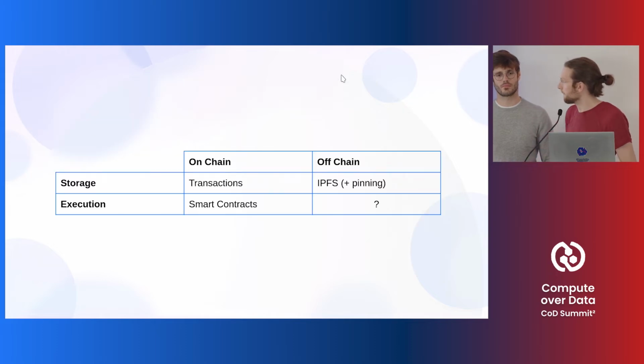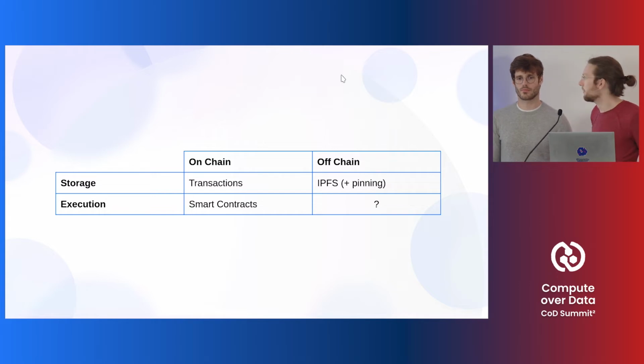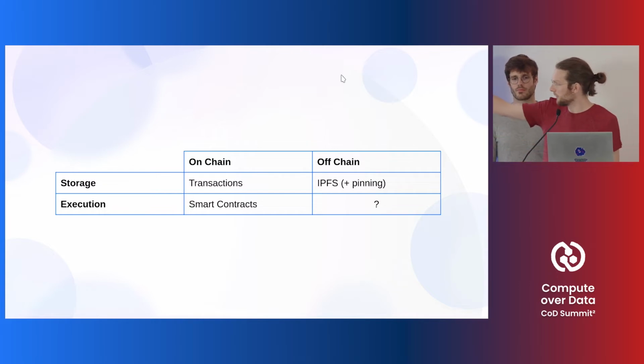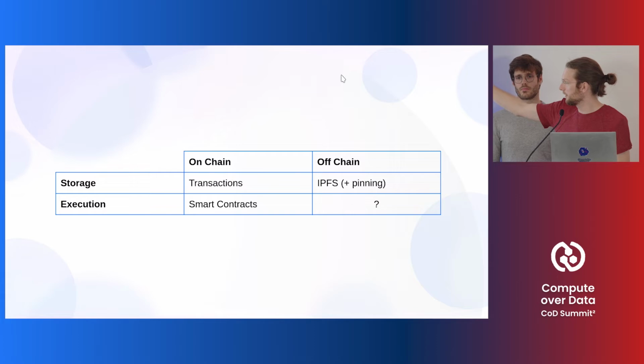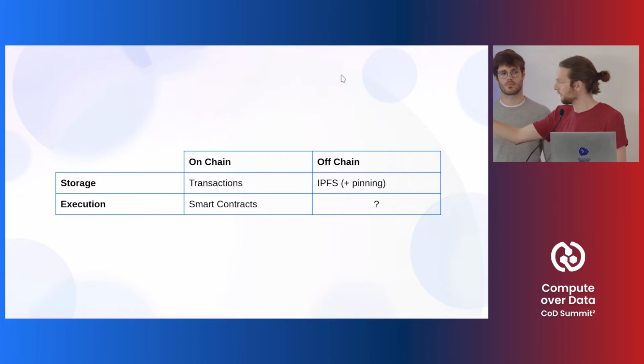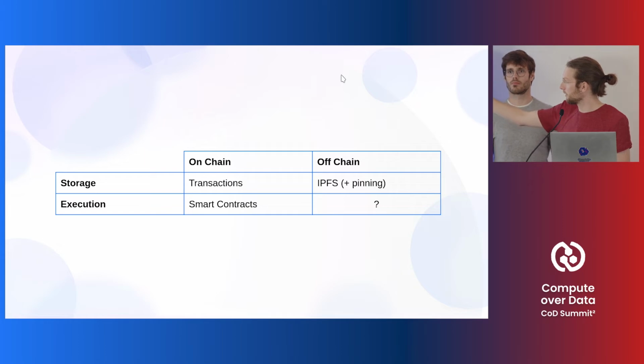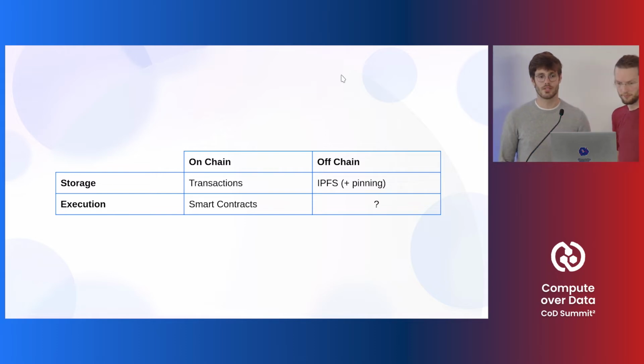So at the end, if we summarize, we have storage and execution, on-chain and off-chain. For storage, we can store data in transactions, very small amounts. We can store it off-chain with IPFS and pinning. And for execution, we have smart contracts on-chain, but off-chain, we don't really have an easy solution that solves the issues we were presenting.